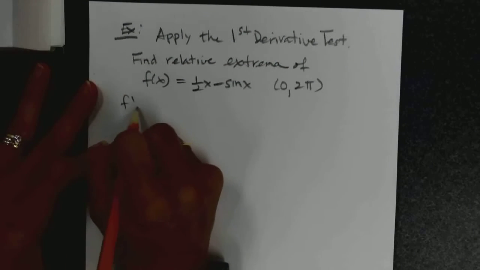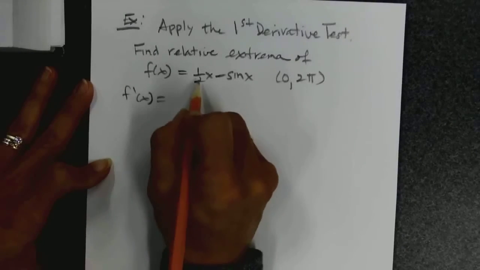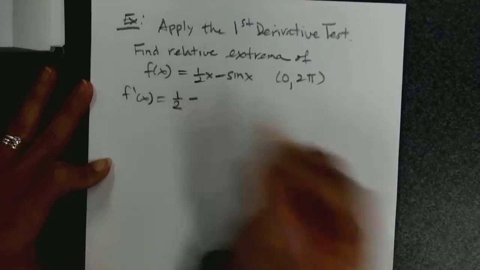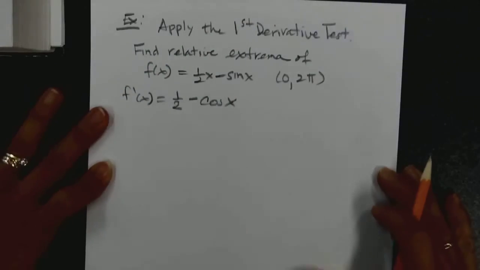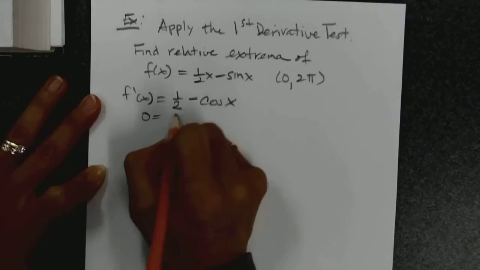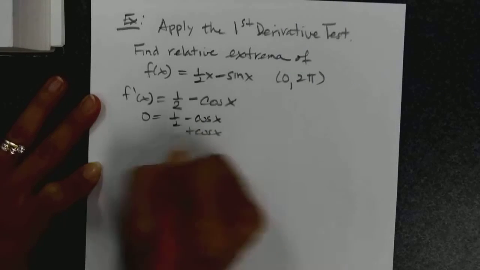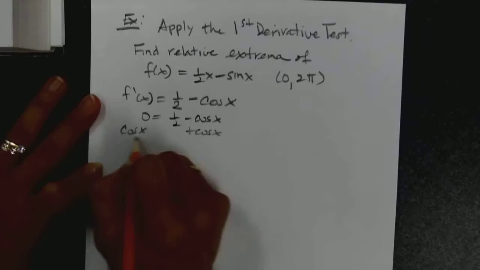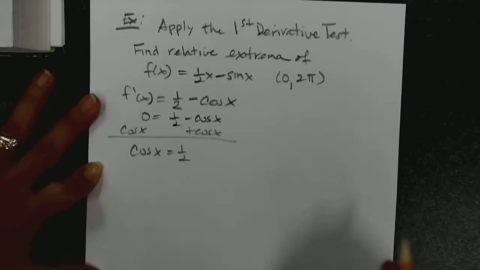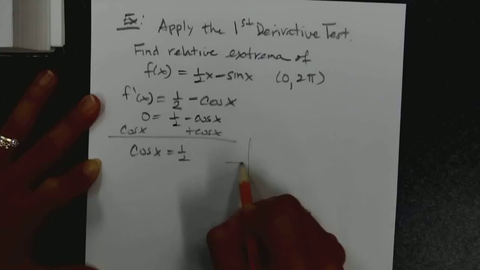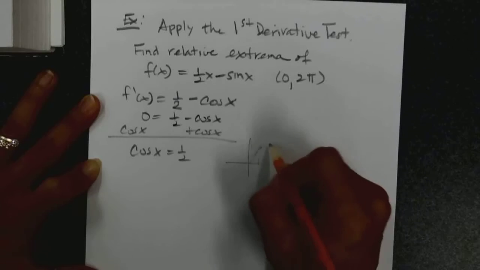So, first thing you gotta do is take the derivative, and we gotta find our critical numbers. So derivative of 1/2 x is 1/2 minus the derivative of sine is cosine of x. And to find the critical number, we gotta set it equal to 0. So 1/2 equals cosine of x, and I'm just gonna add cosine of x to both sides. So then I have cosine of x is equal to 1/2. Well, cosine of x is equal to 1/2 in my unit circle. So 1/2 will be at pi over 3.